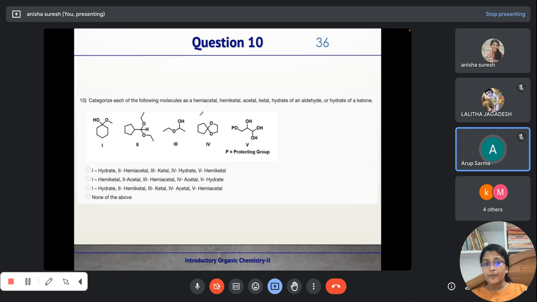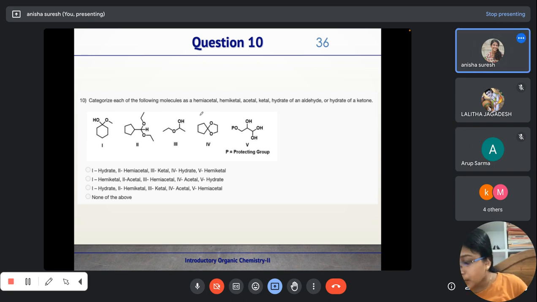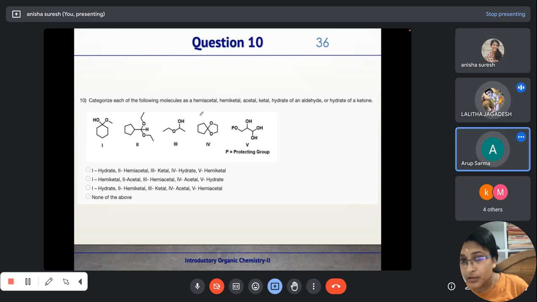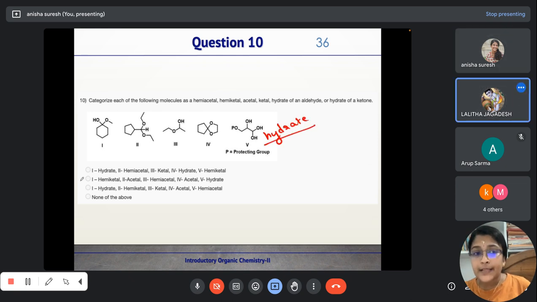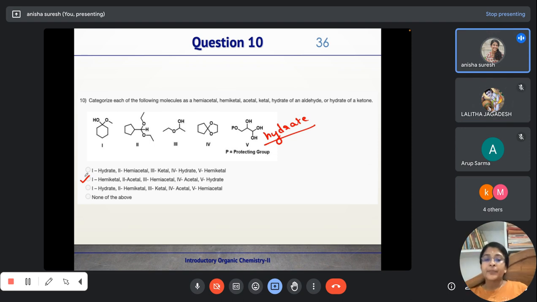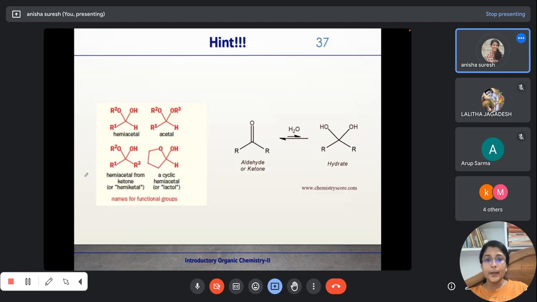Last one is hydrate. Compound 5 is hydrate, okay. Second option is the right answer. We will see what is hemiketal, acetal, hemiacetal, etc.